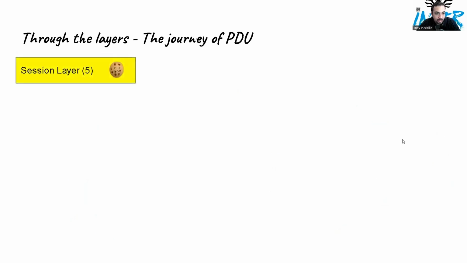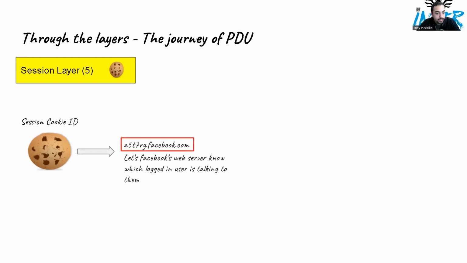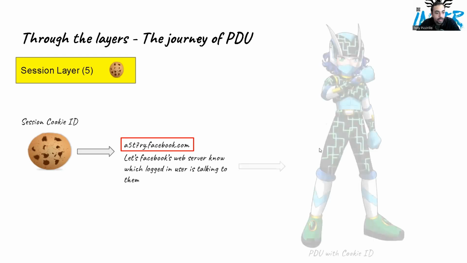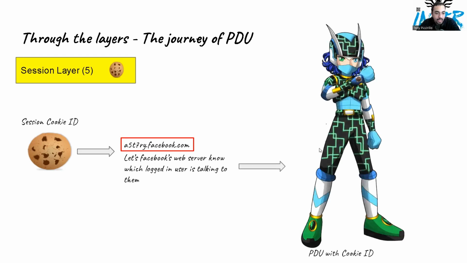Now we've made our way down to the session layer. Here we're dealing with the session ID cookies. Here's an example of what a session ID cookie may look like. This is an example of a session ID cookie that lets Facebook's web server know which logged in user is talking to them. So now our PDU has obtained its session ID cookie, so when it reaches the server it will know which user this request is coming from.